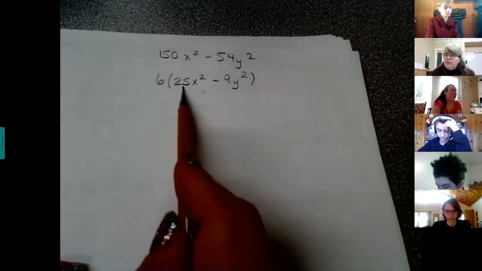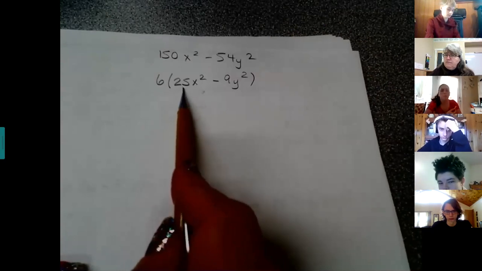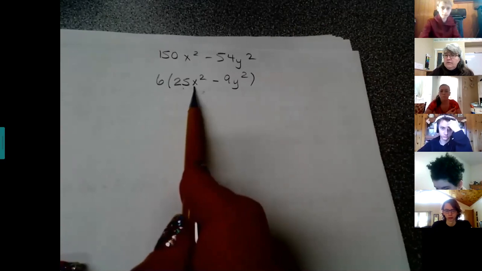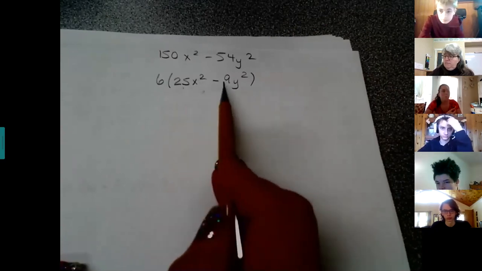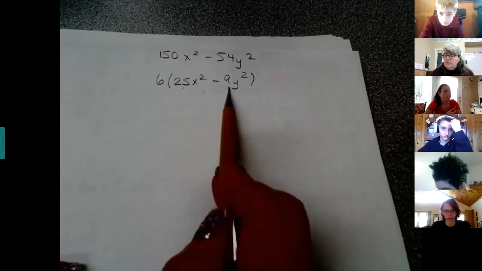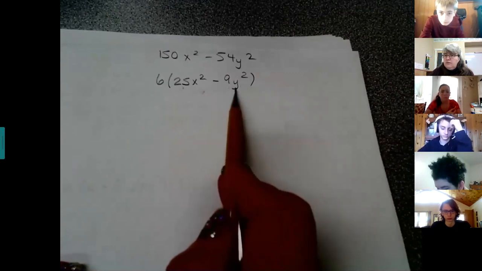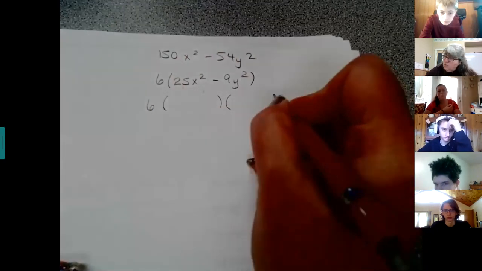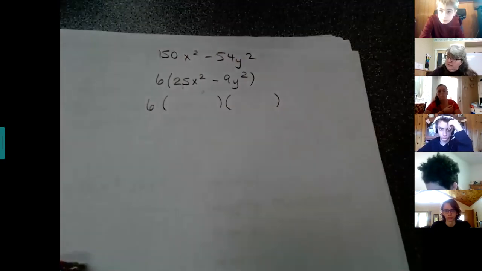Is that a square, Grayson and Logan? Yeah. Yep. Is that a square? Okay. So then I make 2 parentheses. Don't forget the 6. Once it comes out, it's got to stay out there.